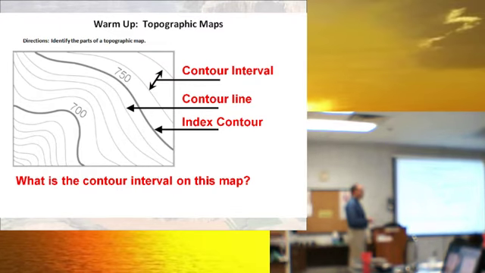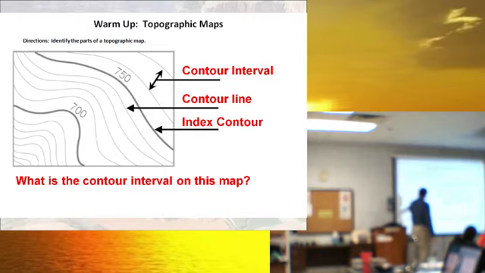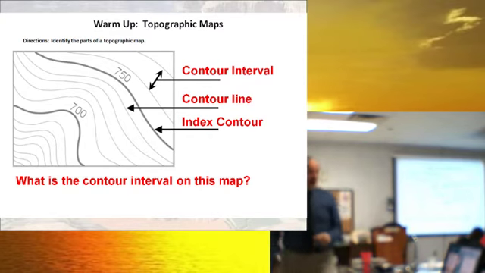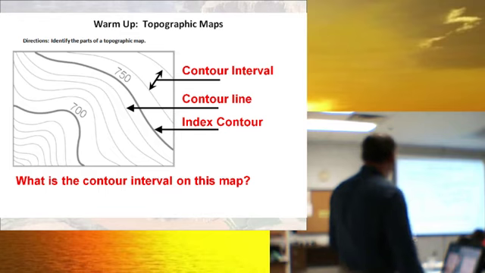What's that? You think it's 50 between 2 lines? So that would mean this was 700, this would be 750. Well, 750 is way over here, so that's not right. It's not 50. It's 10. 700, 710, 20, 30, 40, 50. So the contour interval here is 10. Remember, you have to count by some number to get from one index contour to the other.